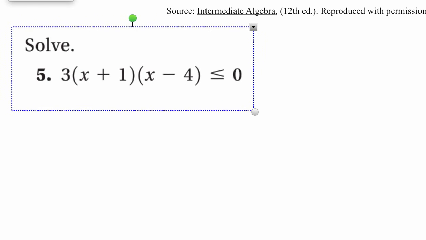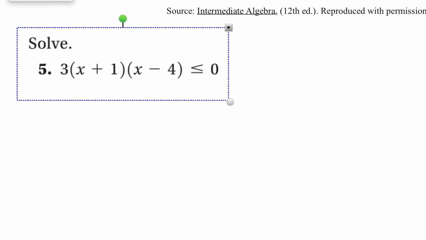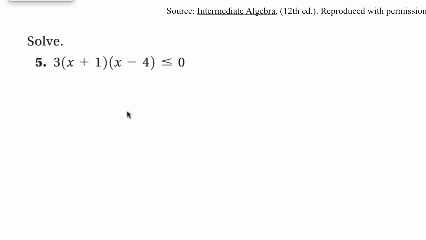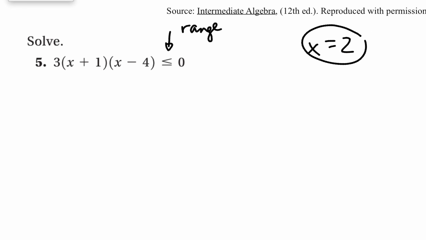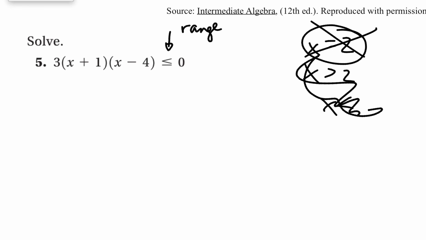All right, here's a nice question to solve. So this is a quadratic inequality. When you see inequalities, automatically think in your mind that this is going to be a range of numbers. So I'm not going to have at the end x equals 2. It's going to be a range of numbers. So it'll be like x is greater than 2 or x is less than some other kind of number. So we're looking at a range of numbers.